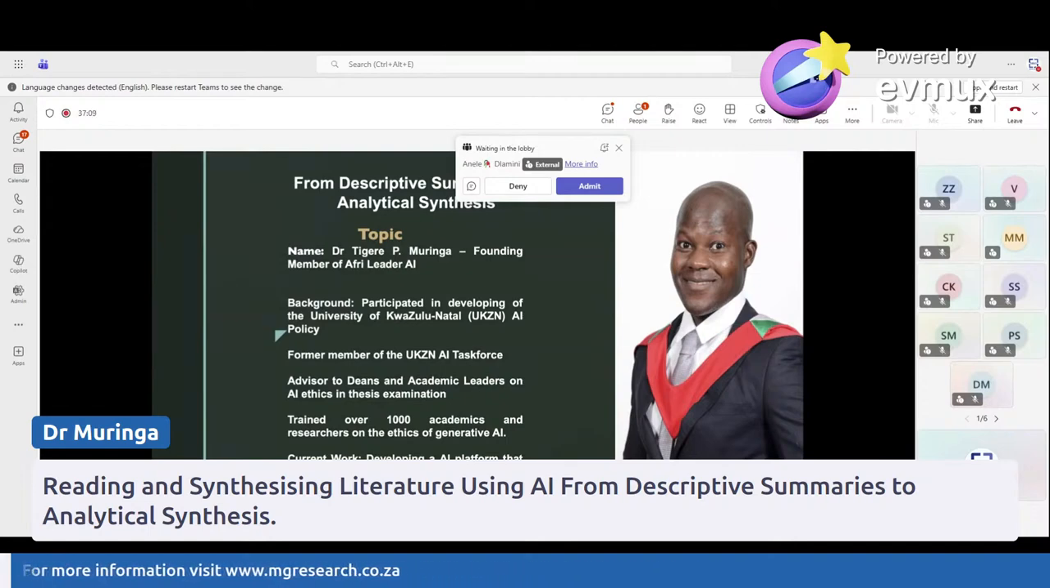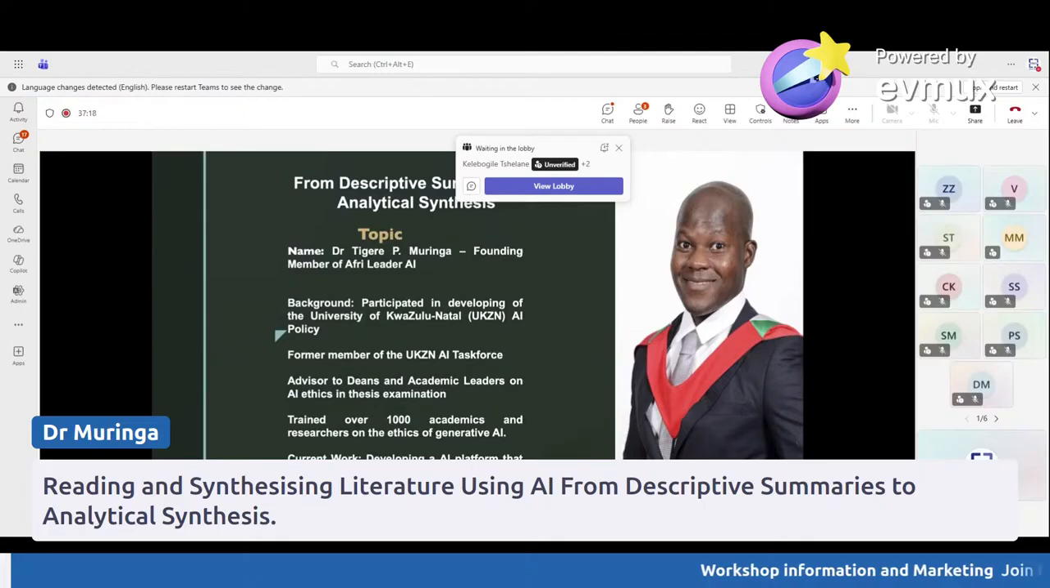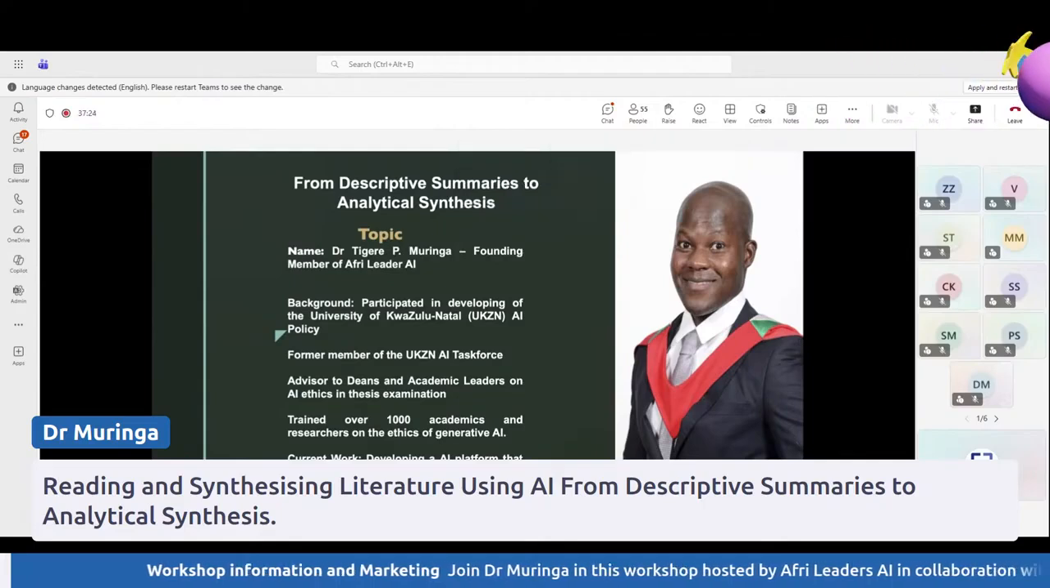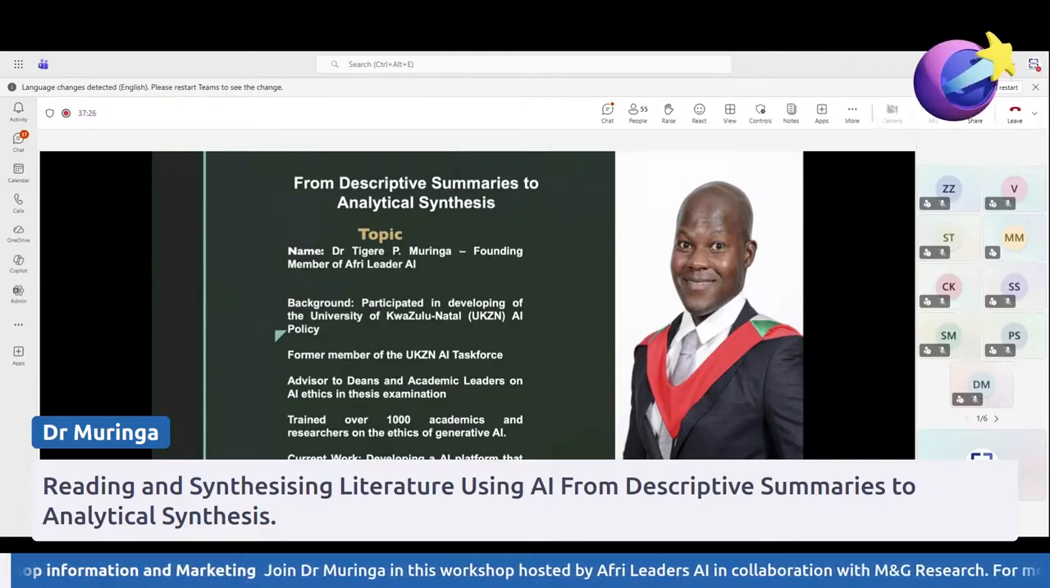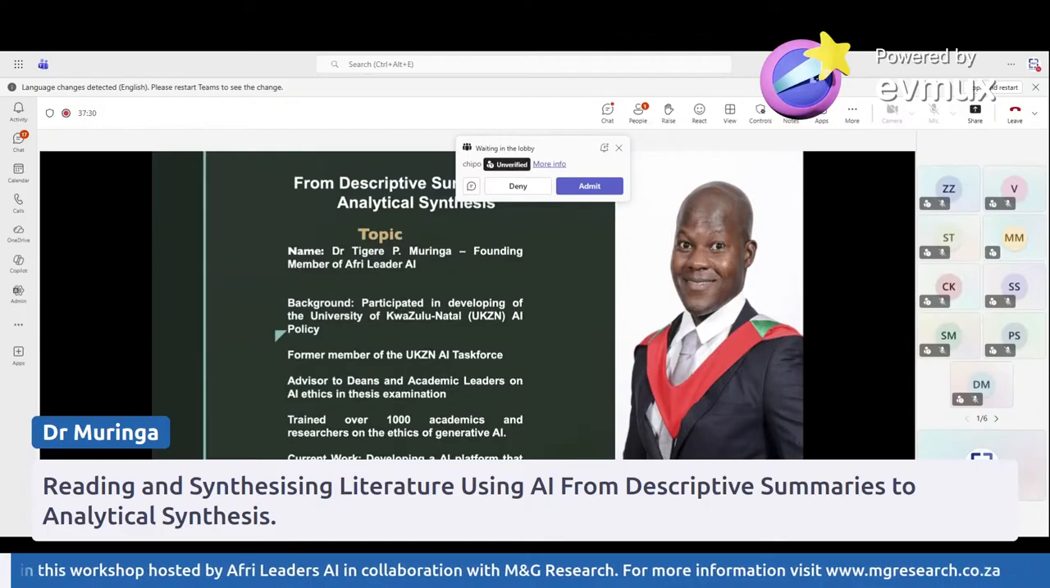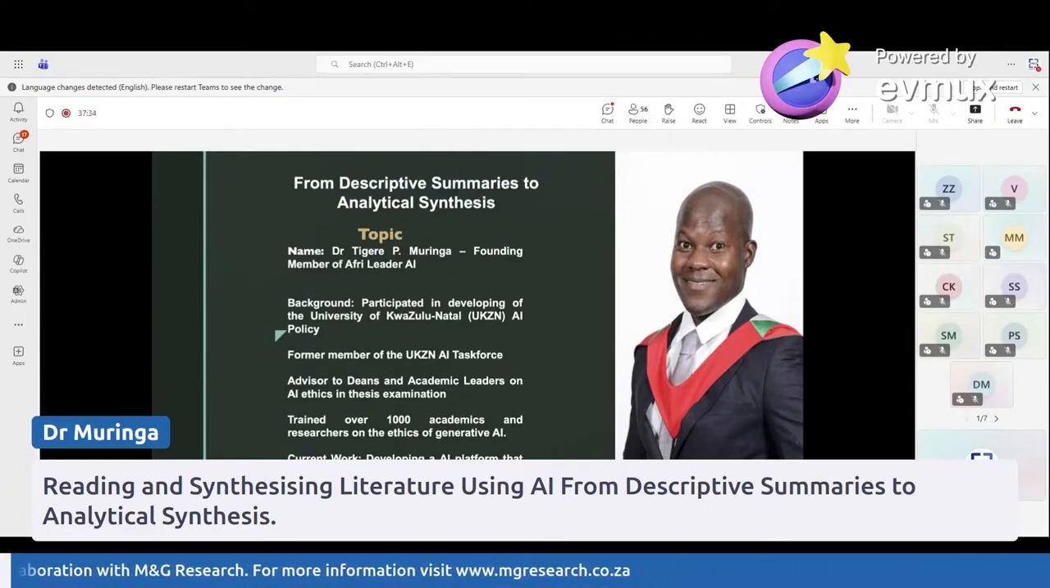So first things first, my name is Dr. Morenga, and I'm going to be with you until the 27th of June on this series of workshops, where we bring in AI-human collaboration as a way of enhancing and streamlining our research process for master's, honors, and PhD students, and also early career researchers.